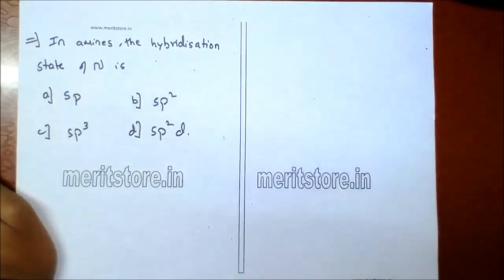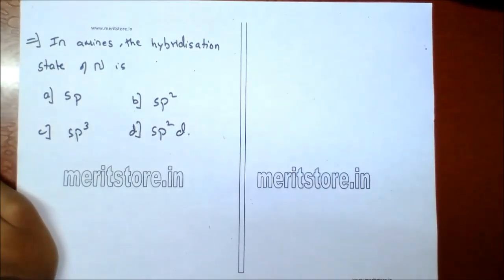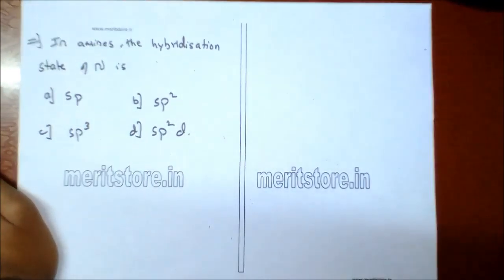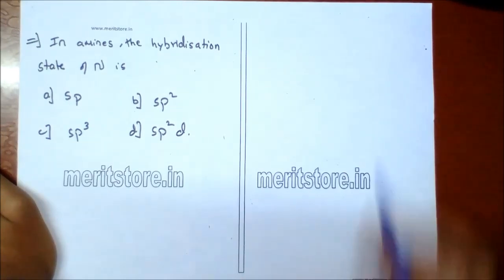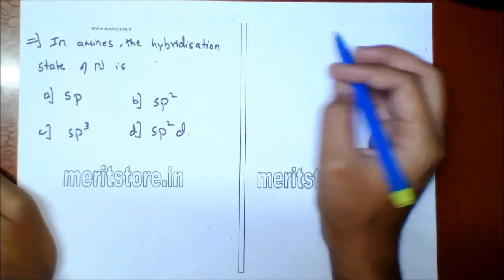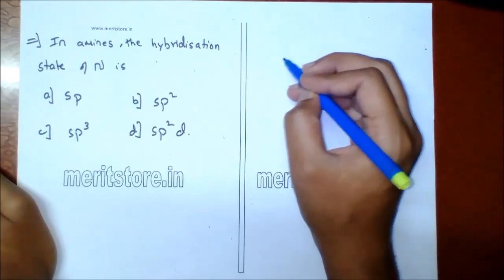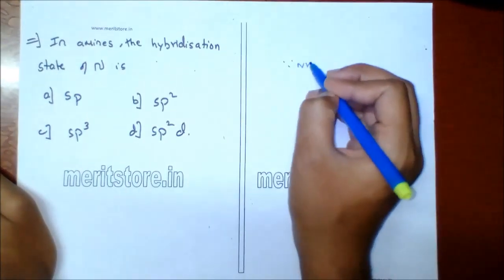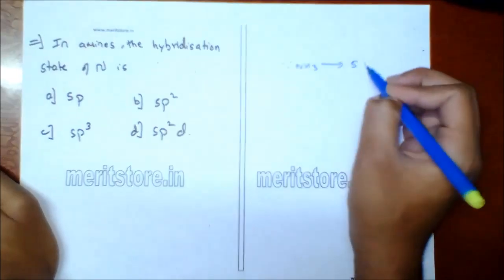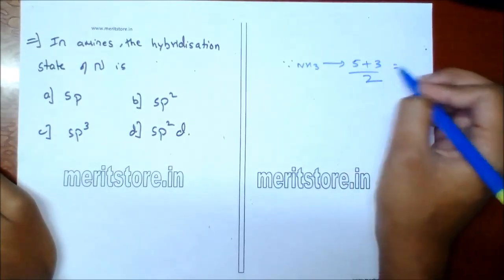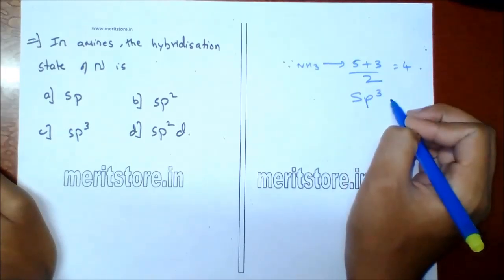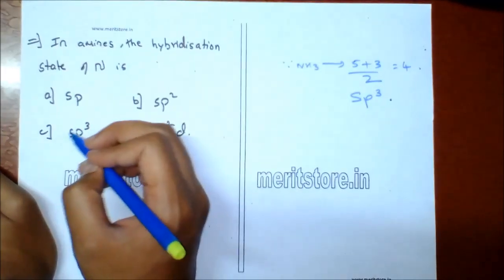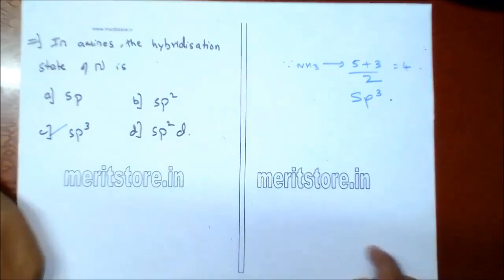In amines, the hybridization state of nitrogen is: A, sp, B, sp2, C, sp3, D, sp2d. It is similar to ammonia, except hydrogen is replaced by an alkyl group. Since ammonia has (5 plus 3) divided by 2, which is equal to 4, that is sp3 hybridization. Hence primary amine also has sp3 hybridization.